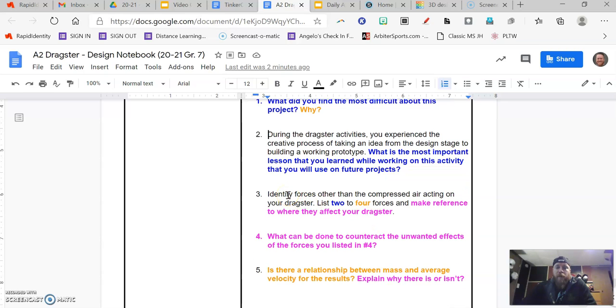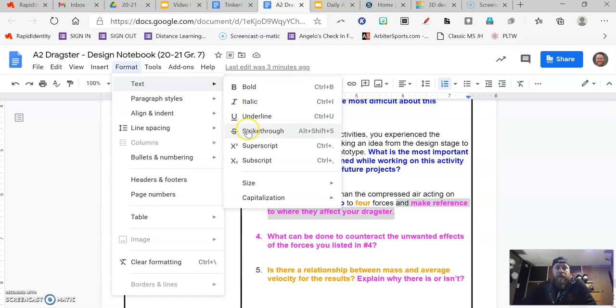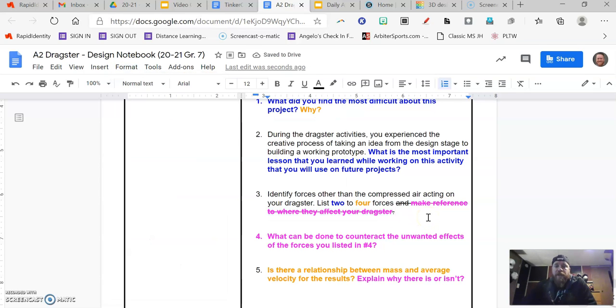Question number 3, identify forces other than the compressed air acting on your dragster. List 2 to 4 forces and make reference to where they affect your dragster. Okay, because you didn't race your car, I'm going to cross off that part of that question. But you still should be able to answer what other forces, other than the air that pushes the car down the track, act on your dragster or act on a car as it drives along the road. You should have reference to some of this from your research that you did way back at the beginning of this project.